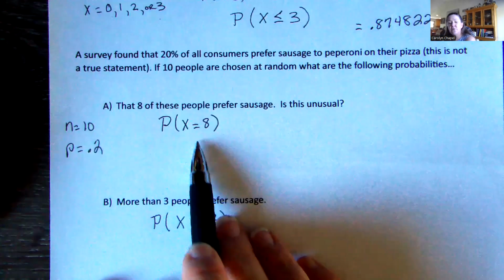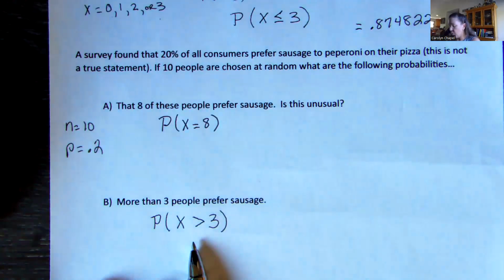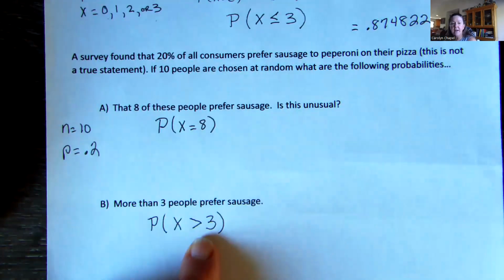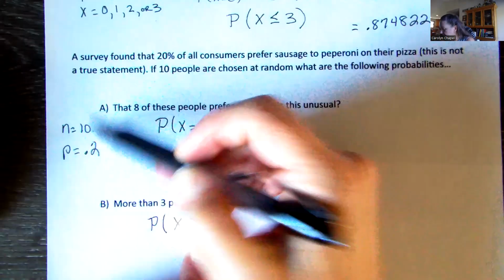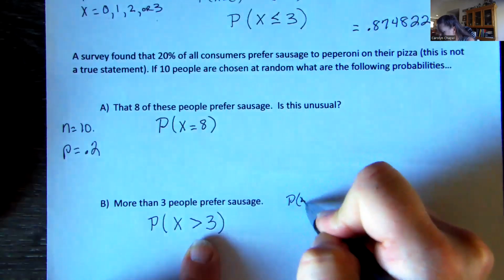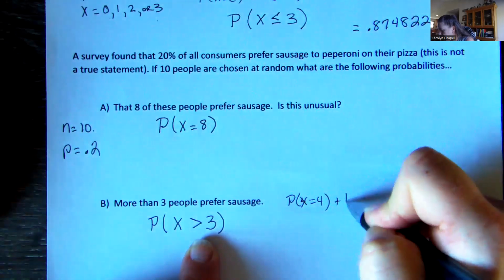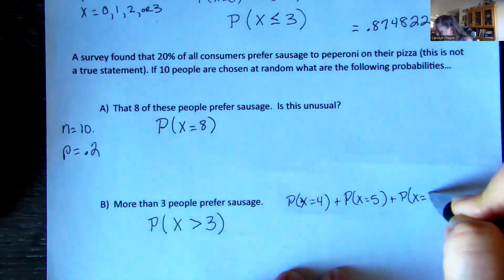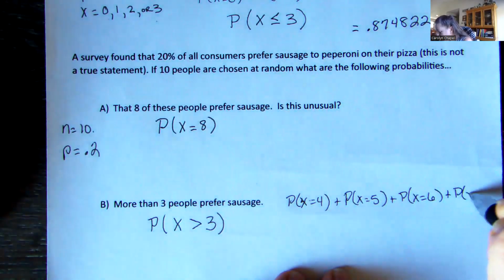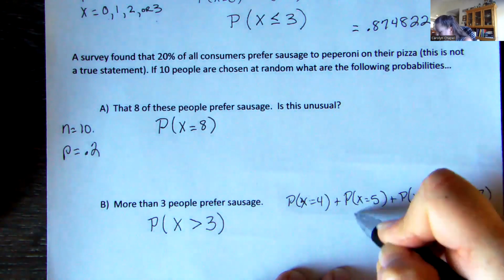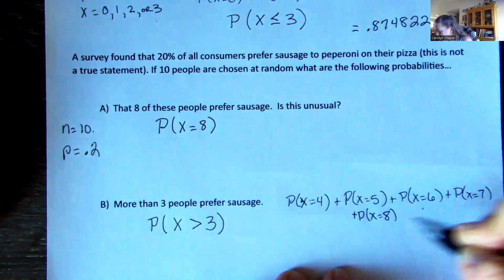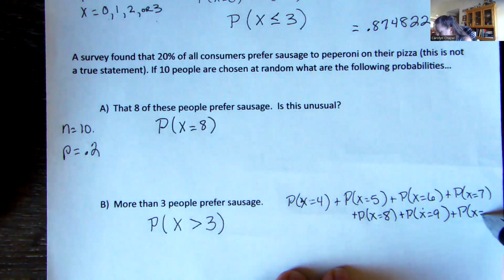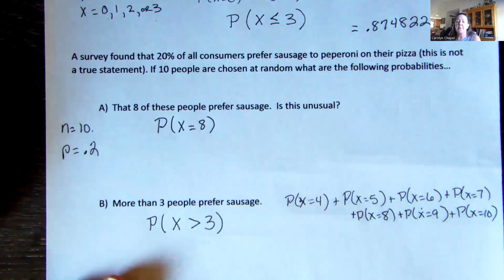Okay, this one I can do by hand. This one might be a little bit more work. If I'm doing this one by hand, more than 3 would be 4, 5, 6, 7, all the way up to 10. So X is equal to 4, plus X is equal to 5, X is equal to 6, X is equal to 7, gotta keep going, X is equal to 8, X is equal to 9, X is equal to 10. So from that point up.